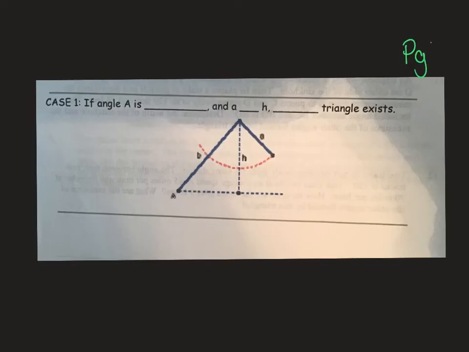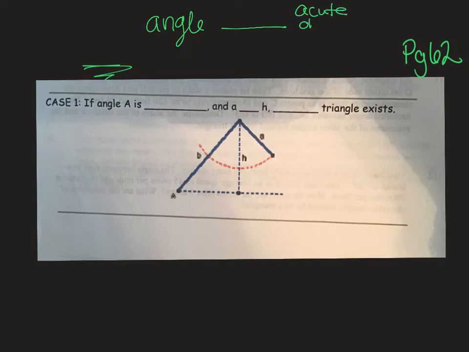Okay, so again, we're going to start on page 62 at the bottom, and the top of page 62 walks you through what I just explained to you about the ambiguous case. Then right above the line where this picture starts, it says we're going to fill in these blanks with a couple of things. The angle A is going to be acute, obtuse, or right. And then for side A, side B, and H, you're going to use less than, greater than, or equal to. So let's compare these.